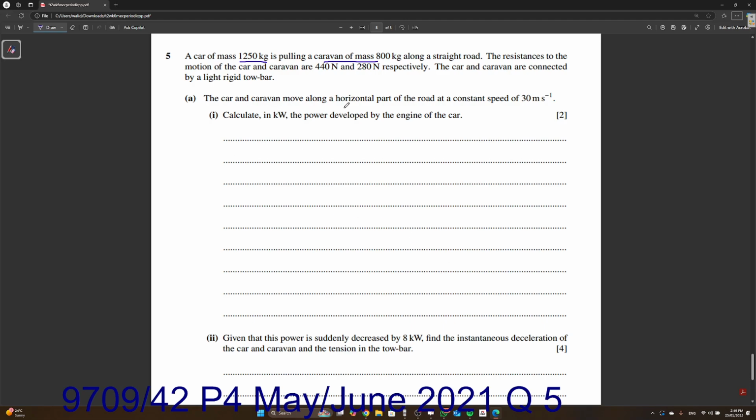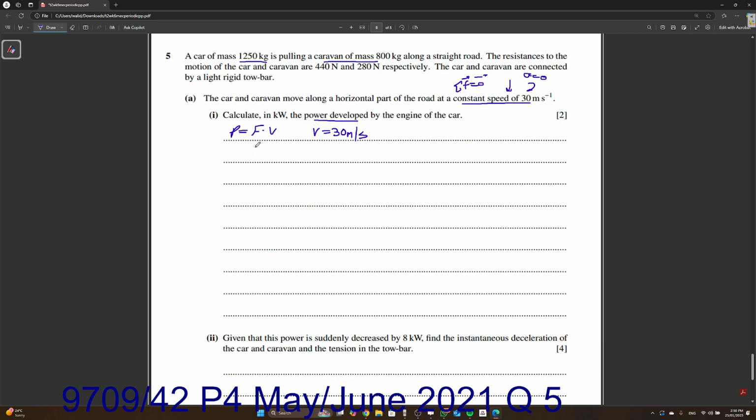So obviously the keyword here is constant speed, right? The power we know is equal to force times velocity. We know the velocity, we just need the force. We know V is equal to 30 meters per second from the given. We need the force. What do we know? Constant speed, so sigma F is equal to 0. That means there's no acceleration, because a equals 0.